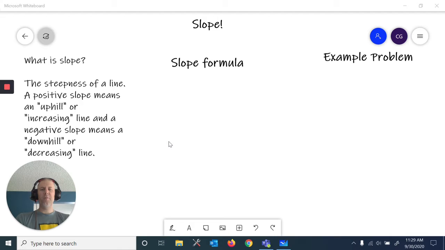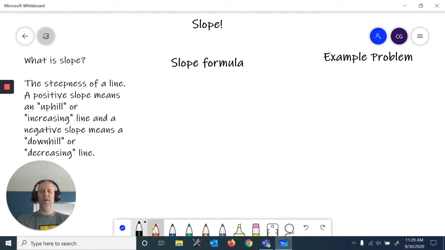Today's tutorial is about slope, and we talked about this in class just a little bit today to give you some background. We talked about graphing some points, and then we talked about slope. So slope, what is it? It's the steepness of a line, okay? You need to think about that being how steep a line is. If it's positive, we're going uphill, or increasing. If it's negative, you're going downhill, or it's decreasing. So getting bigger or getting smaller.